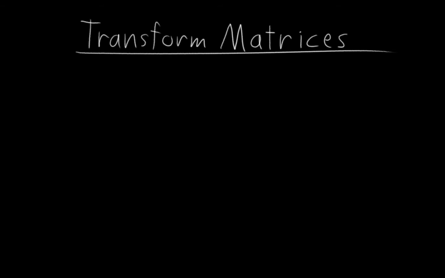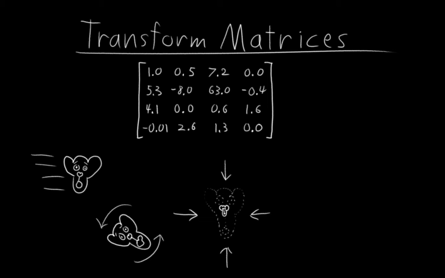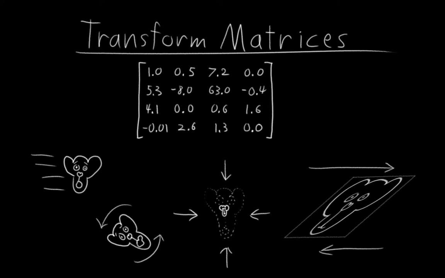So the last thing I want to touch on before we get back to actual rigging is something called transform matrices. A transform matrix is a 4x4 grid of numbers that represents everything about the location, rotation, and scale of an object. Not only that, but transform matrices can also represent things like shear. Basically, they're the mother of all transformation representations as far as flexibility goes.